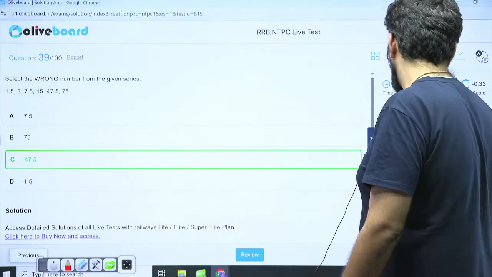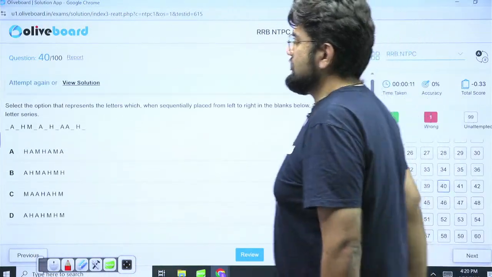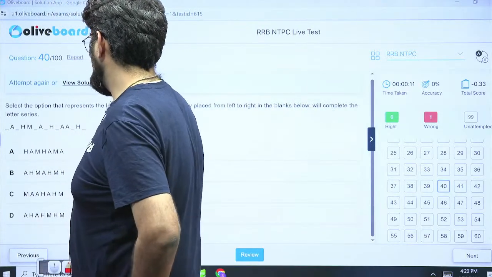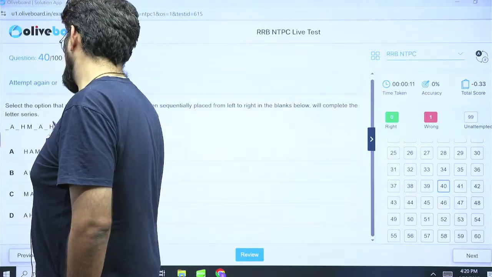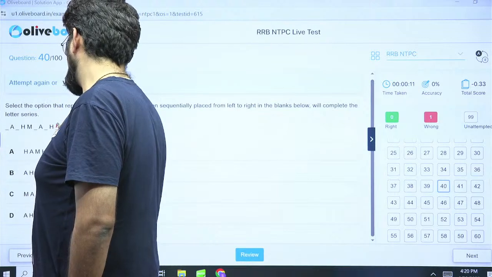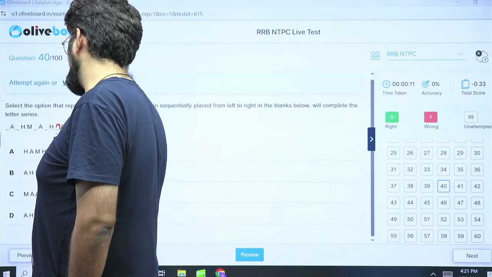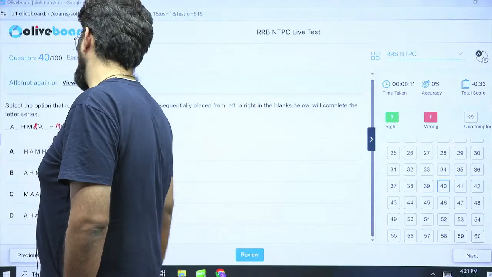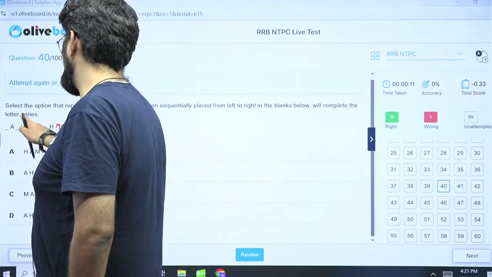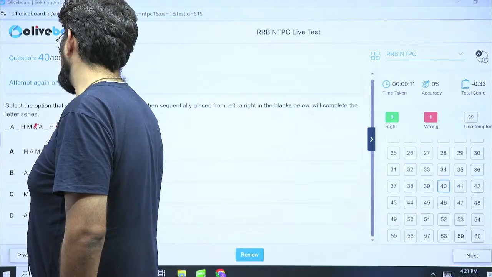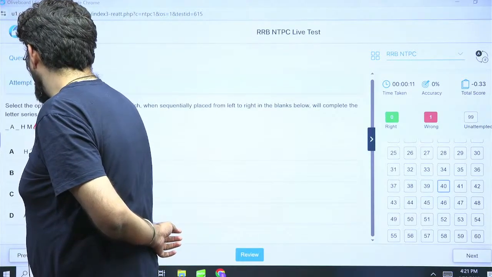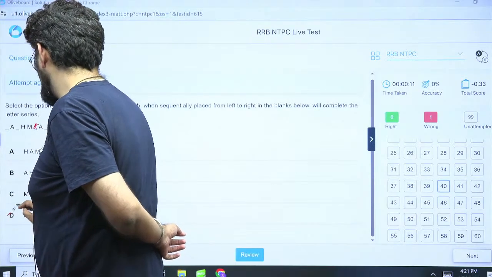Next, 30, 40, repeated letter series. H, M dash, A dash, H. So H, M double A dash H. Dash A. H dash dash A. So okay, we have at least on the third position we have A, and on the fifth position we have M. So option D seems to be the right answer.